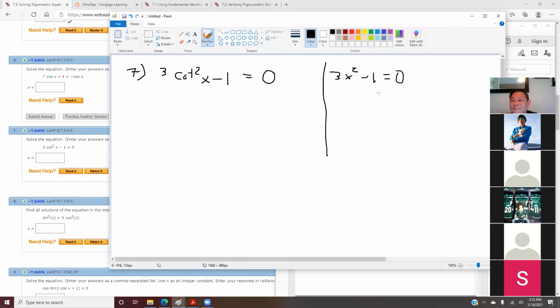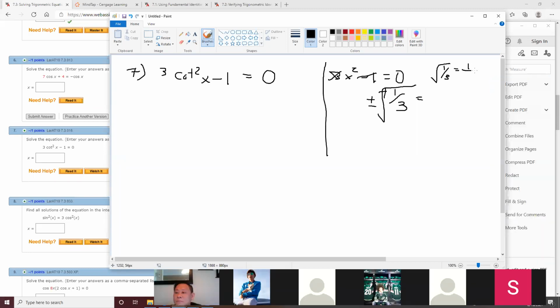First, you have to add the 1 over to the other side. And then? Divide it by 3. Yes. And then square root them. And when you square root, what do you do? You have to put plus and minus, right? Yes. Can someone reduce square root of 1 over 3? You have to reduce this. 1 over square root 3. How about rationalize it? Square root 3 over 3. Very good. Don't forget the plus minus.